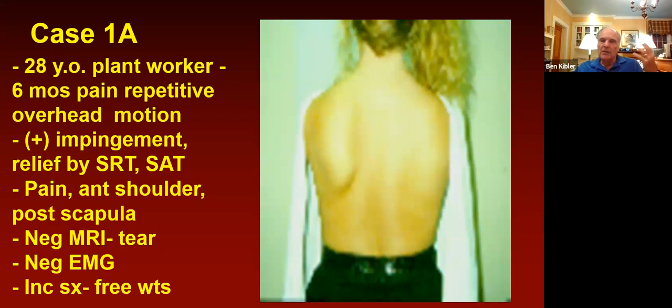Here's case one. She's a plant worker. She works in one of the auto plants. She does a repetitive overhead pushing job. She's had pain for 6 months. She has impingement findings with a painful arc that is relieved by these scapular maneuvers that I'm going to show you in a minute. Her pain is over the anterior shoulder and along the posterior scapula. She's had the entire workup. You look at this and say, well, she's got to have a serratus anterior problem or something, but it's negative. And she's negative for a rotator cuff problem. But she has a lot of pain when she tries to do forward flexion.